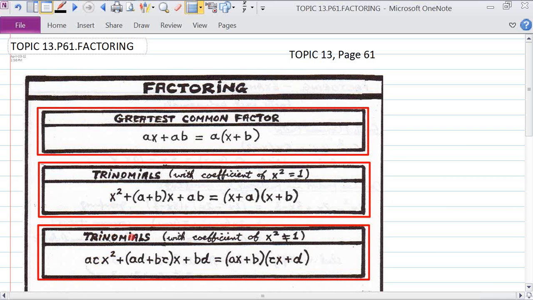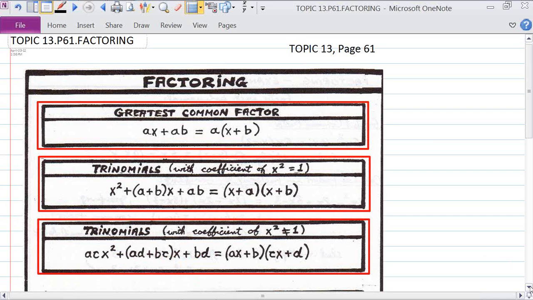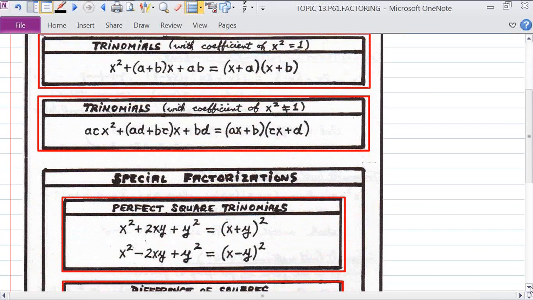We're also going to look at trinomials where the coefficient of x squared does not equal 1. This little equal sign with a line through it means does not equal. And so here we have a times c times x squared. So that's one term, plus AD plus BC x plus BD. So this is 1, 2, 3 terms. It's a trinomial. And we're going to examine that and see how we can factor it.